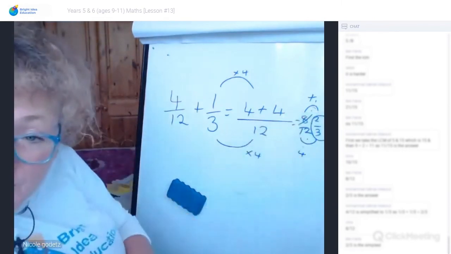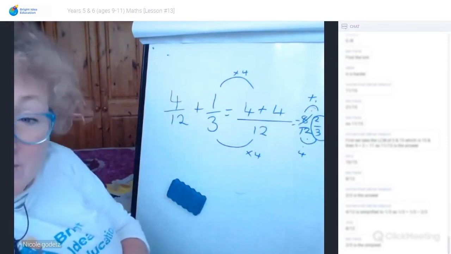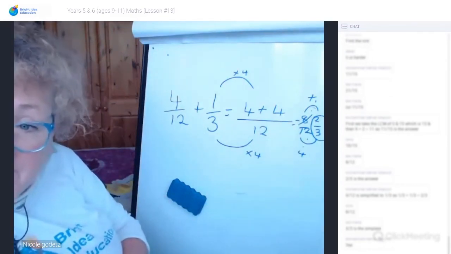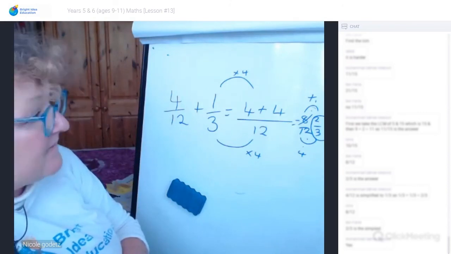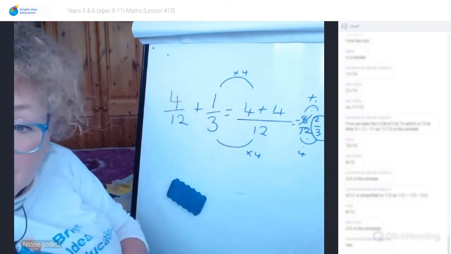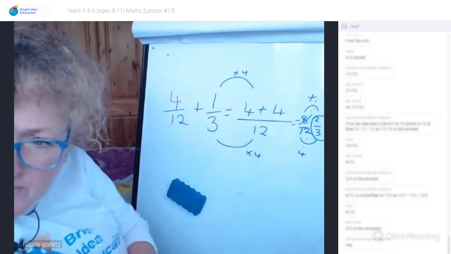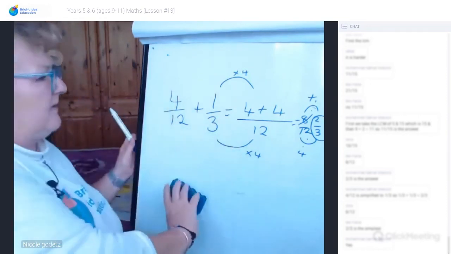The answer is 2/3. Yeah, 8 twelfths, but we can simplify that. Simplified to 2/3, sorry, somebody's put 1/3. Very complicated way of doing that.